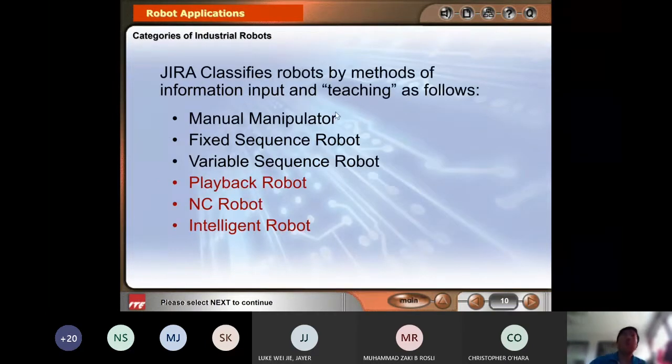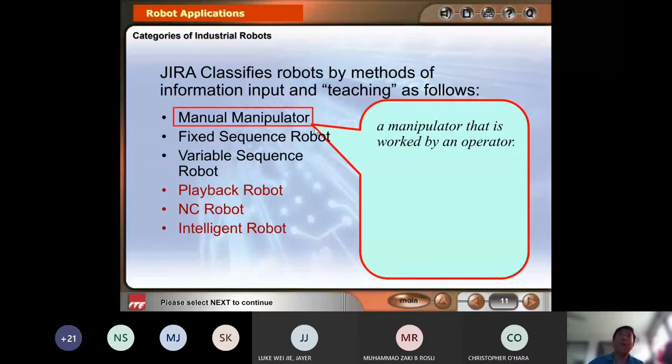Now, when we classify and categorize robots, there are six main classes. JIRA, the Japan Robotic Association, classified them for input, teaching, and running of a robot, into these six: first, manual manipulator; second, fixed sequence; third, variable sequence; then playback, NC robot, and intelligent robot. We go through one by one.